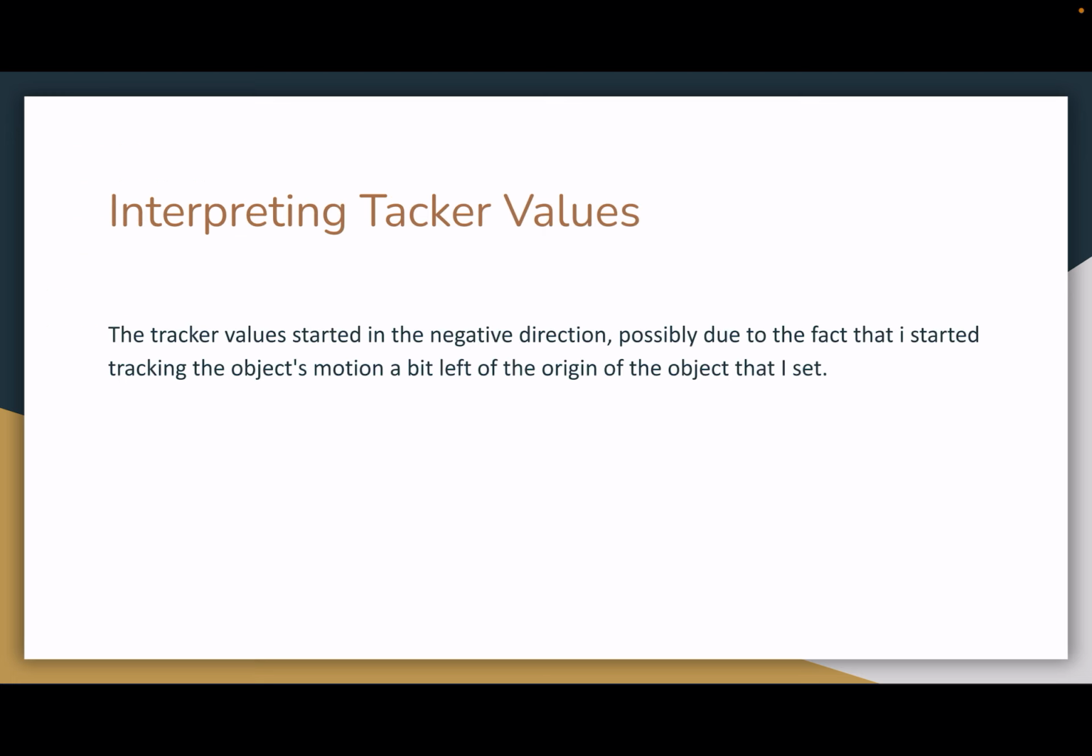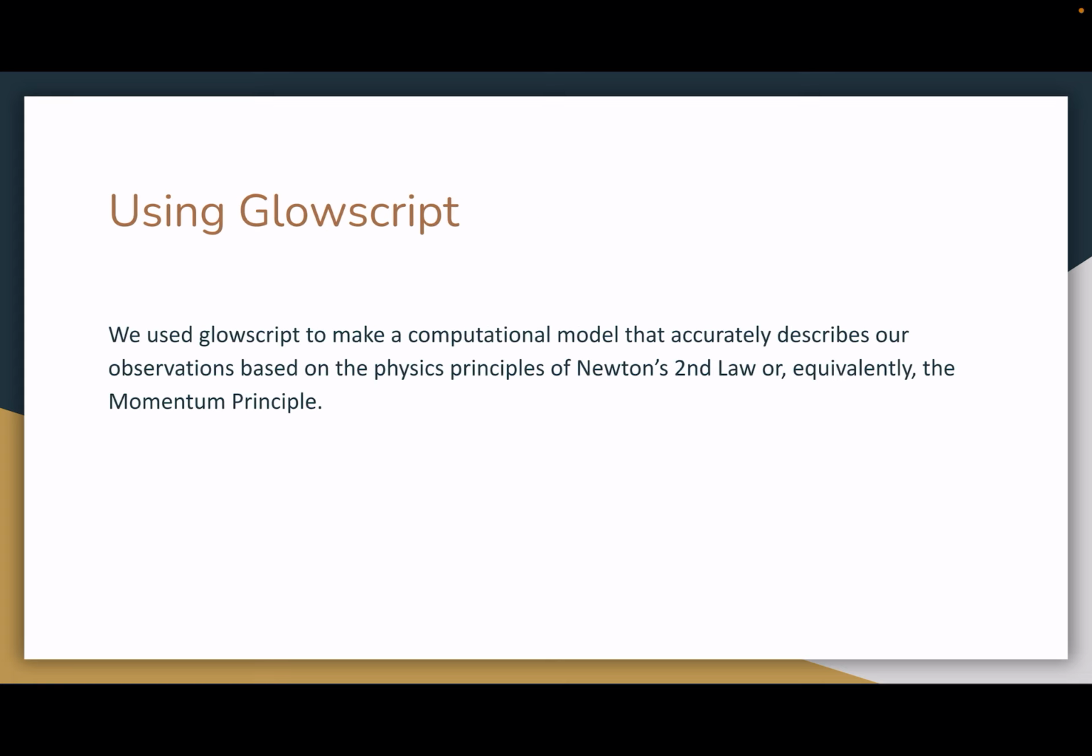Interpreting the Tracker values, you can see that the Tracker's values start in the negative direction, which is due to the fact that I started tracking the object's motion a bit left of the origin at first, and so that just makes the object start in the negative x direction.